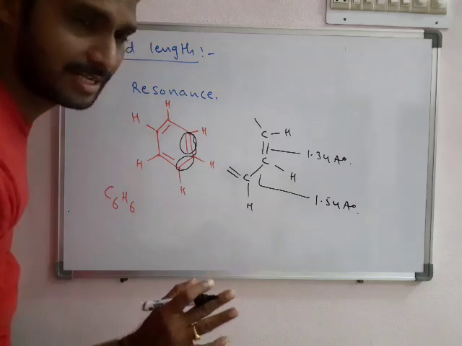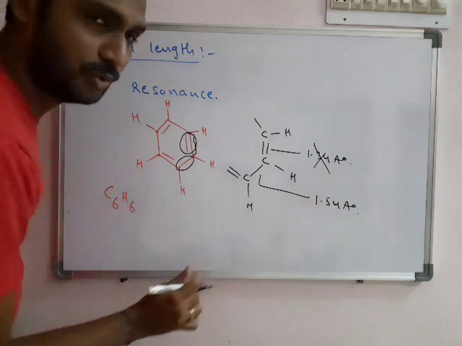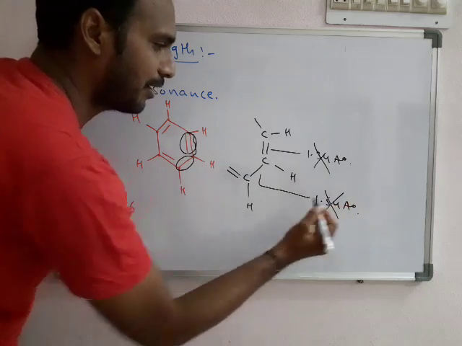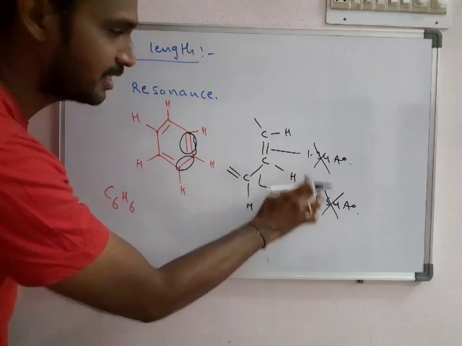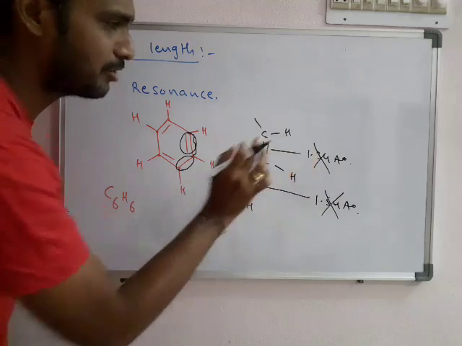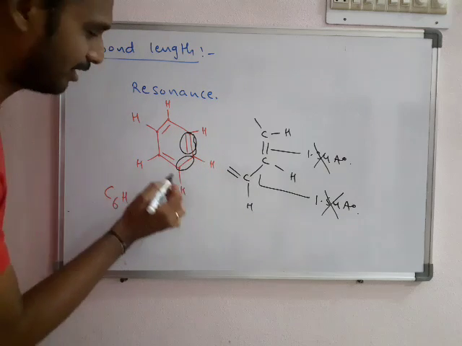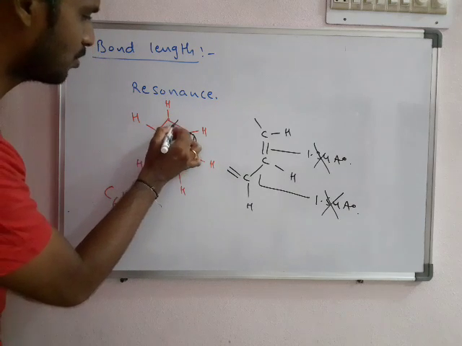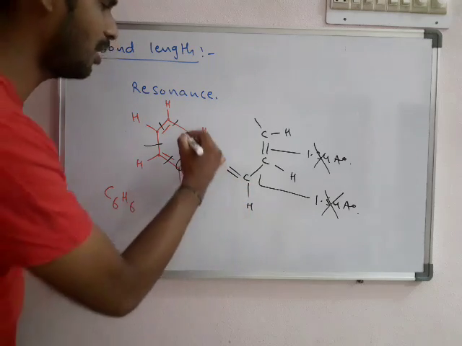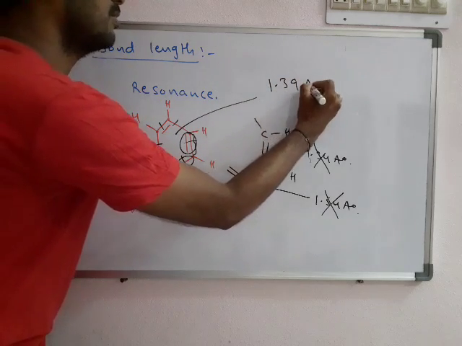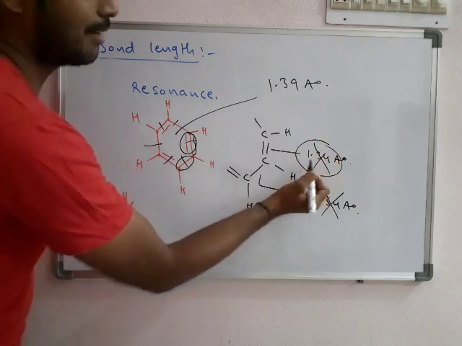This is experimental evidence. But in benzene there is no 1.34, there is no 1.54. At the single bond places there is no 1.54, and at the double bond places there is no 1.34. It is having all bond lengths equal. And how many carbon bonds are there? 1 2 3 4 5 6 carbon bonds. So all are having 1.39 angstroms.